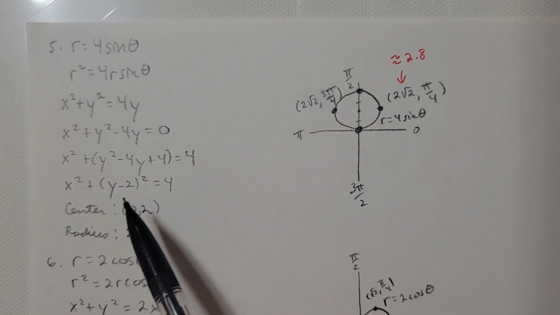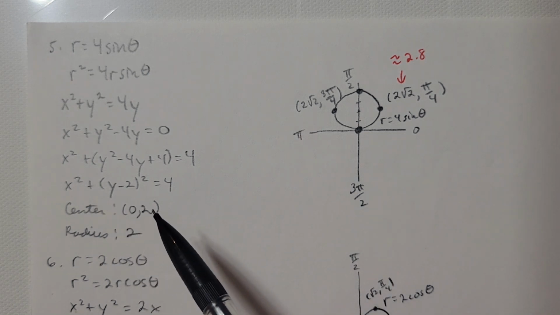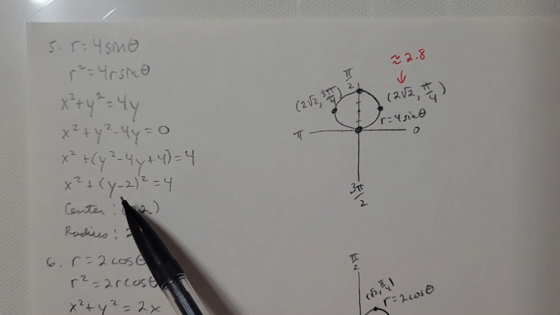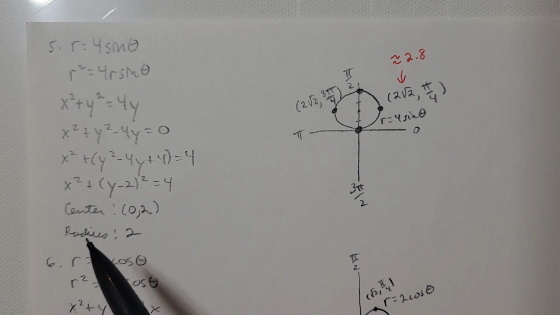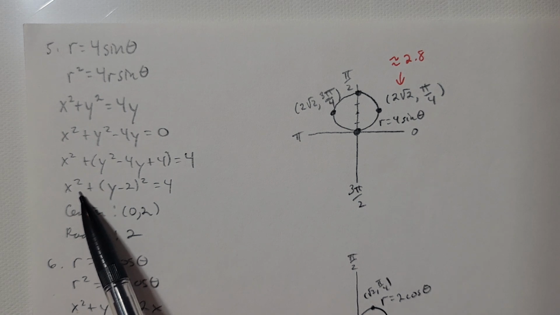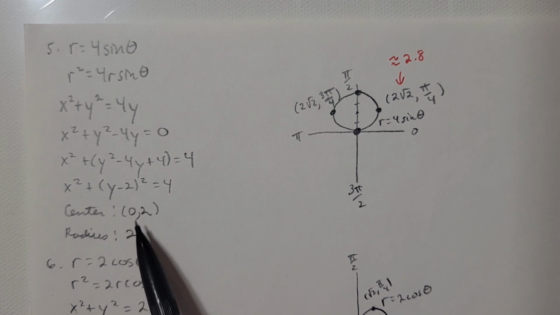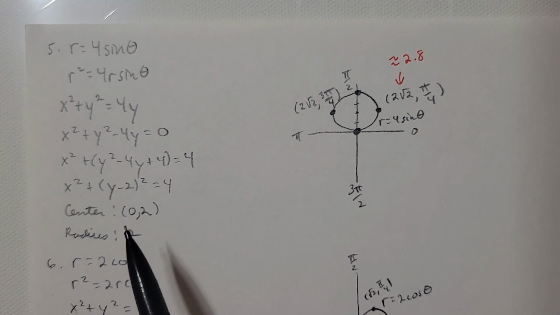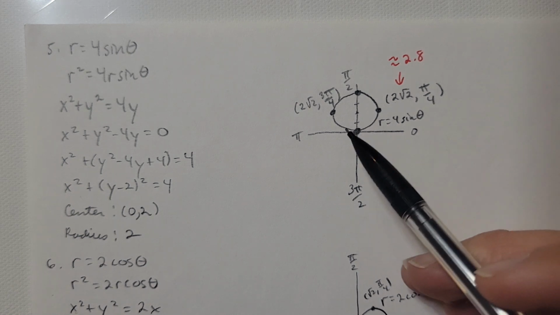I have this equation now rewritten into the standard form of an equation of a circle. The standard form is x minus h squared plus y minus k squared equals r squared, where r is the radius. So the radius of this circle is 2, since 2 squared is 4. The center point of the circle, h, k, is 0, 2, because I'm subtracting 0 and subtracting 2. So the center point is at 0, 2, not 0, -2. Don't make that mistake.